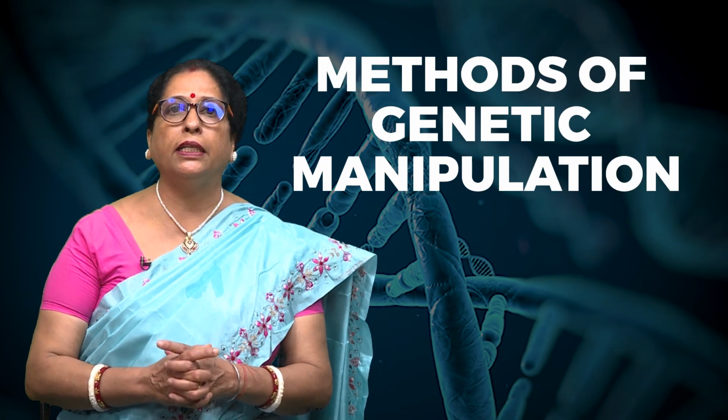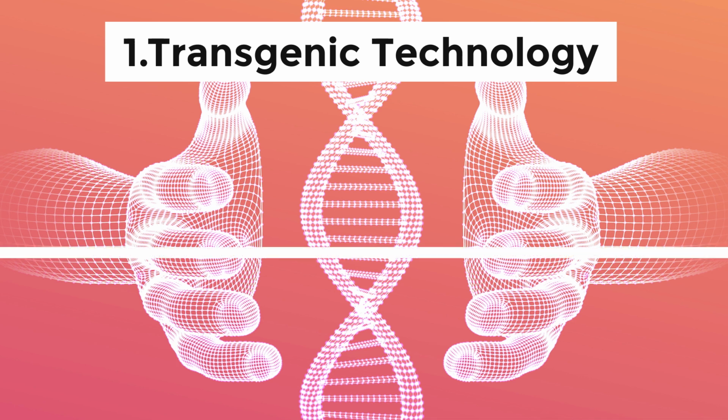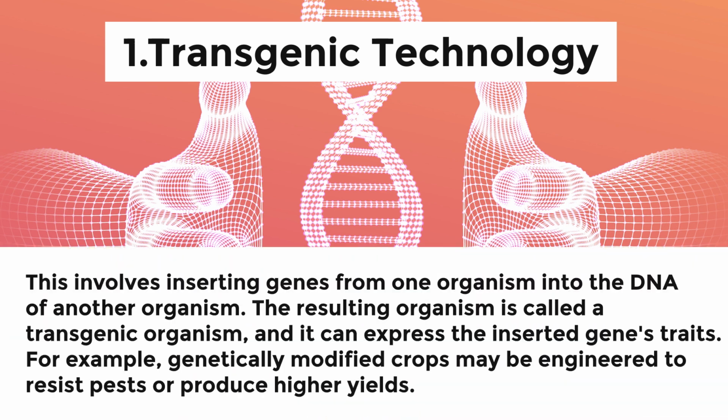Now the methods of genetic manipulation. The first method is transgenic technology. This involves inserting genes from one organism into the DNA of another organism. The resulting organism is called a transgenic organism and it can express the inserted gene's traits. For example, genetically modified crops may be engineered to resist pests or produce higher yields.